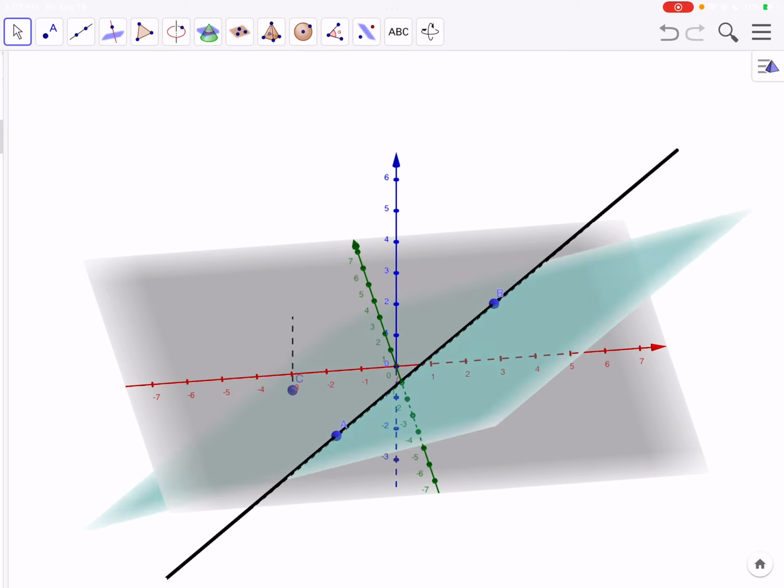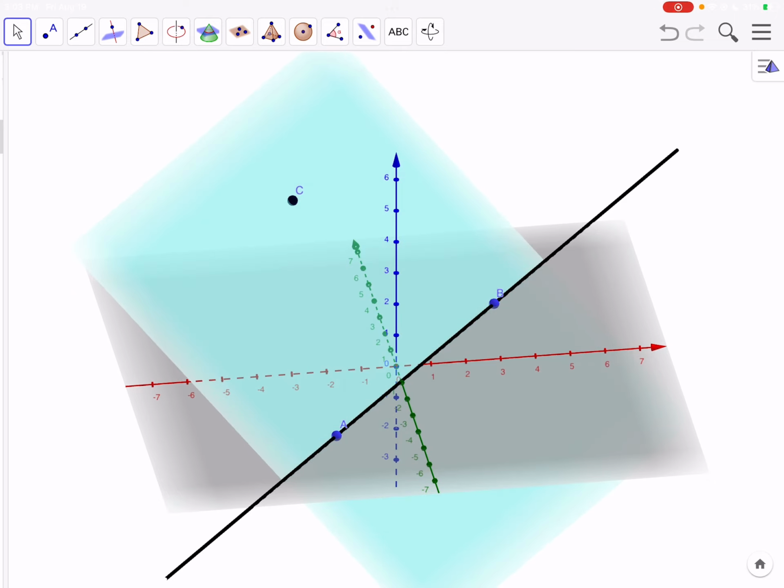It's almost like if that black line was the spine of a book, it's like all the pages around the spine of the book. Each page represents a different plane. So every time I move point C, I'm representing a different plane. I'm not going to draw a million different planes, but it keeps representing different planes. So how many planes hit the line AB? Well, right now we can see 2, right? The gray one and the blue one both hit it.